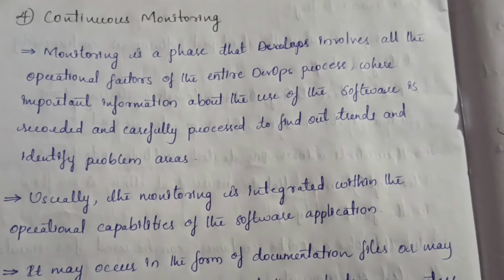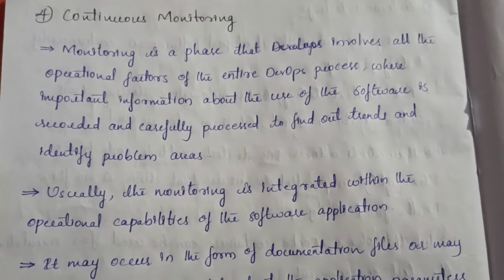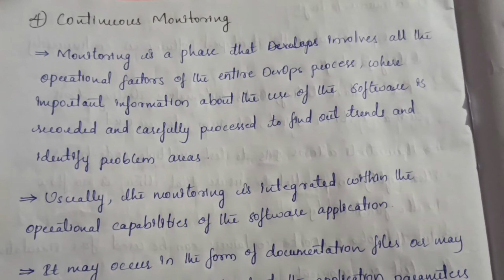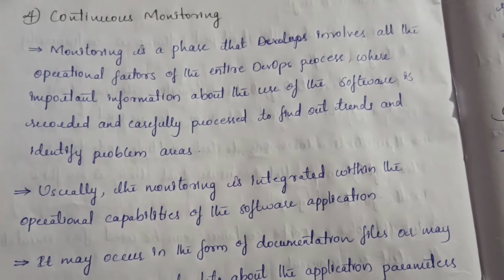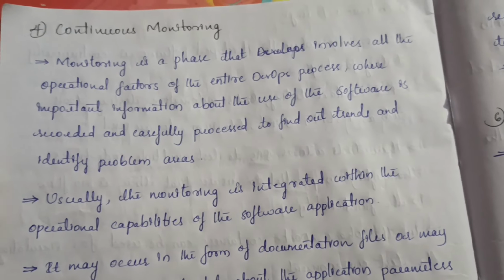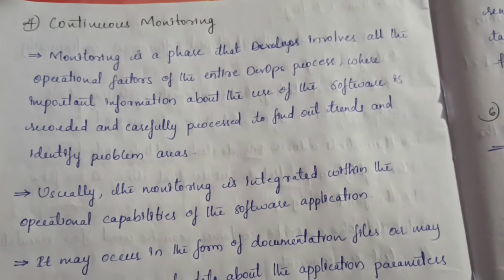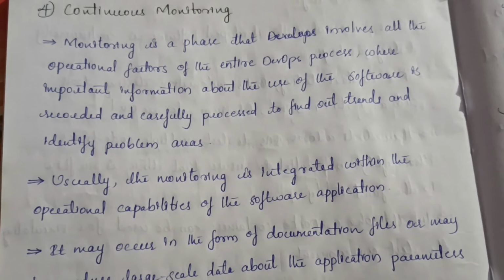In last class, we have discussed the phases like continuous development, continuous integration, and continuous testing. And now in this class, we are going to discuss the remaining phases. First, we are going to start with continuous monitoring. Generally, what is monitoring? Monitoring is to know about something, to look after something, or to watch something.